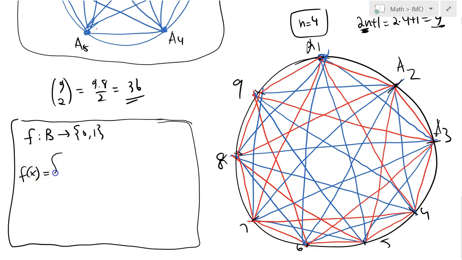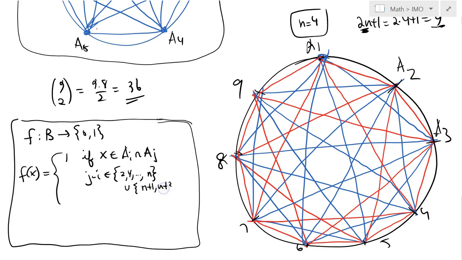So f of x is equal to 1 if x is in A_i intersection A_j, where j minus i is in the following set: 2, 4, up to n. Remember, n was an even number. Union n plus 1, n plus 3, up to 2n minus 1.